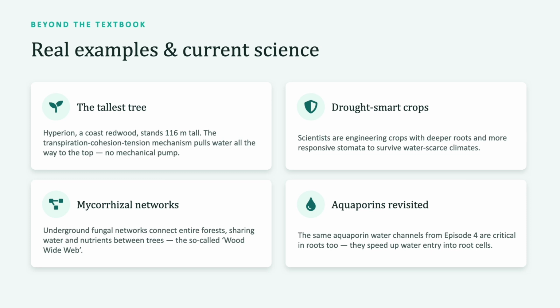Underground mycorrhizal fungal networks connect entire forests, sharing water and nutrients between trees. Scientists call it the wood wide web. And remember aquaporins from episode 4, they are just as important in roots, speeding up water entry into root cells and playing a key role in water absorption.